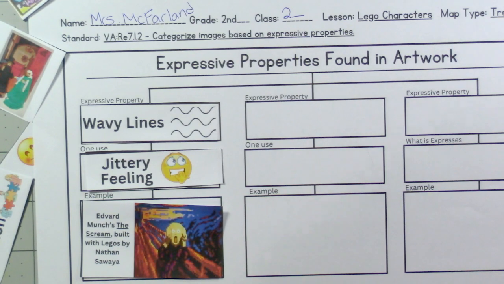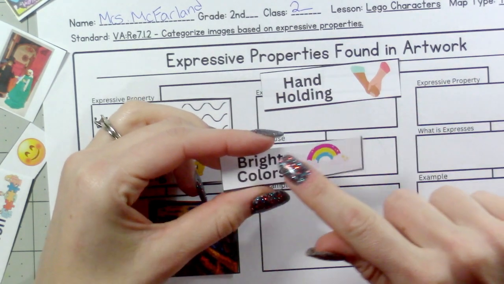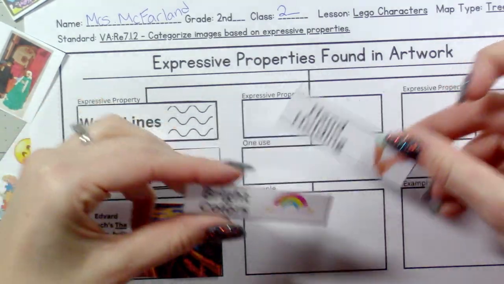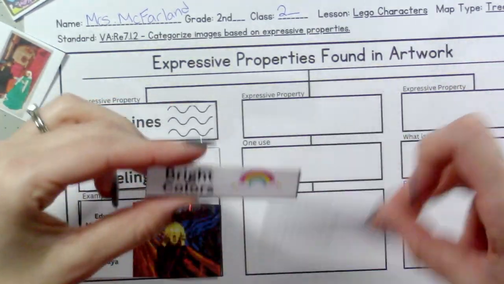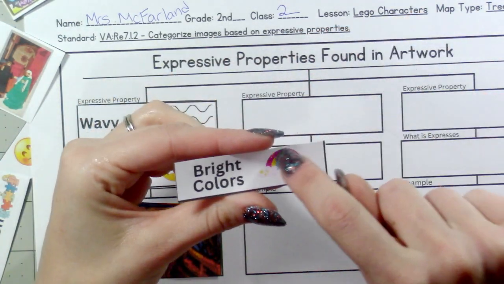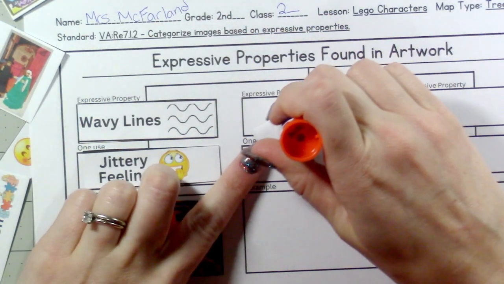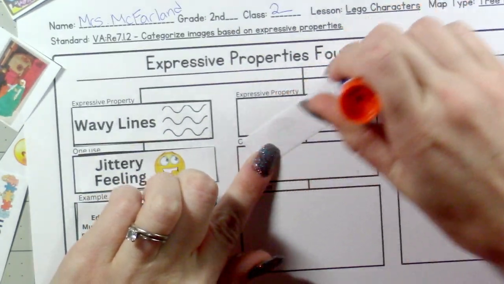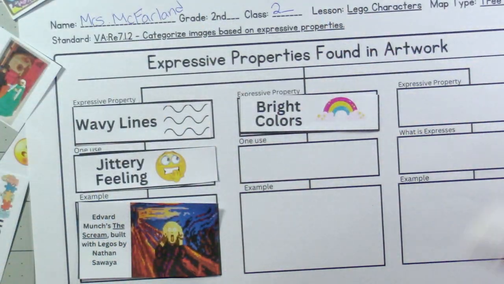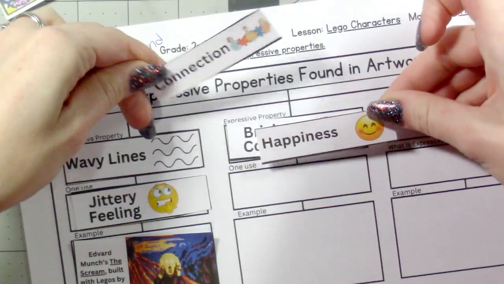Okay, let's do another one. So let's do another expressive property. We could either do when art has bright colors or when artwork has hand holding. Let's do bright colors. So find your bright colors one. It's the one with the rainbow. And stick it on there on the expressive property for the top. Here are the two uses that we have left.